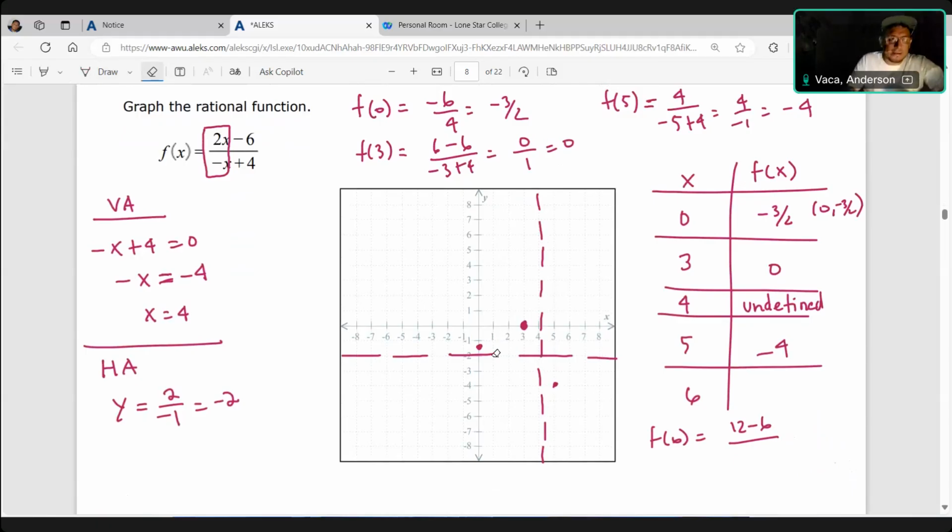Okay, let's do that again. So 2 times 6 is 12. We got that. Then that would have been -6 plus 4. So here we get 6 over -2, which is -3. Oh, wow. I got scared for a minute. All right. Because that other point would have put it up here, and that would have been funky.